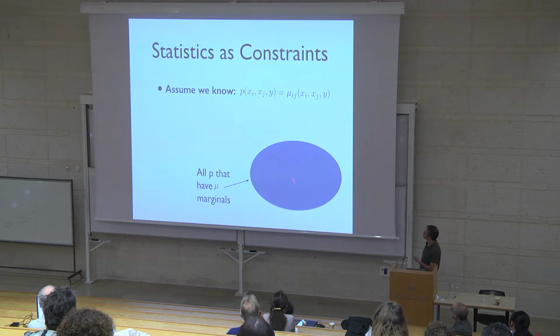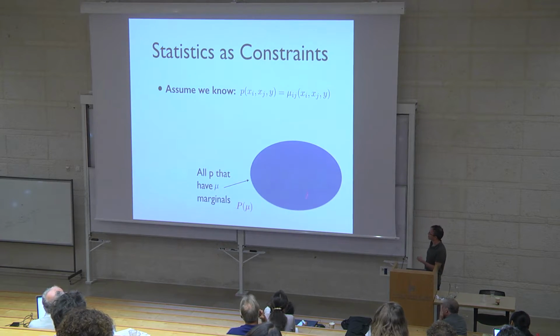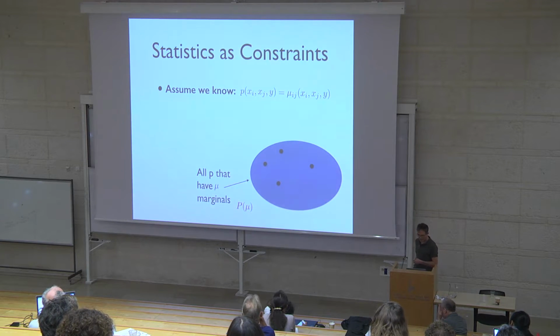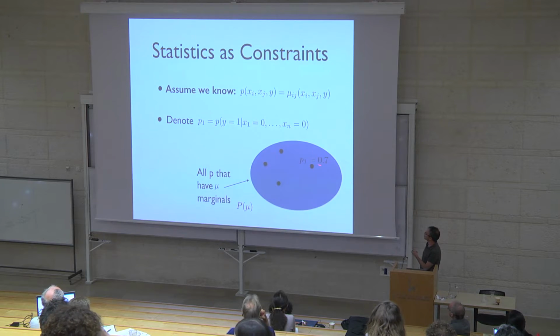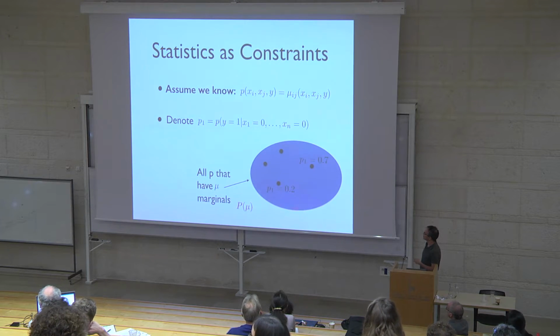Right, so there are many distributions P in this blue ellipse here that have these marginals. So we don't know what P is. We just know that it's in this big blue ball here. So let's denote by P of mu this set of all possible distributions that are consistent with what we know about P. Any point here is a distribution, and we want to know about this conditional distribution. One point here might have a value for this conditional of 0.7, and in another it might be 0.2, right?